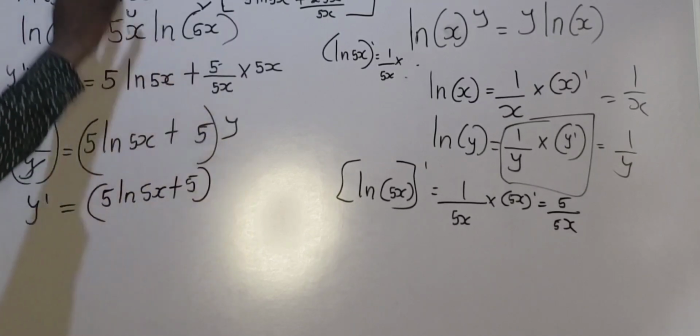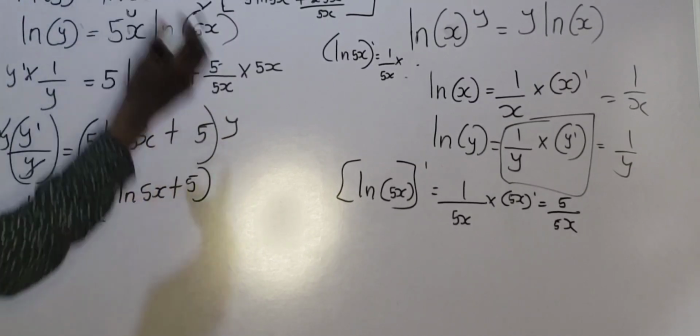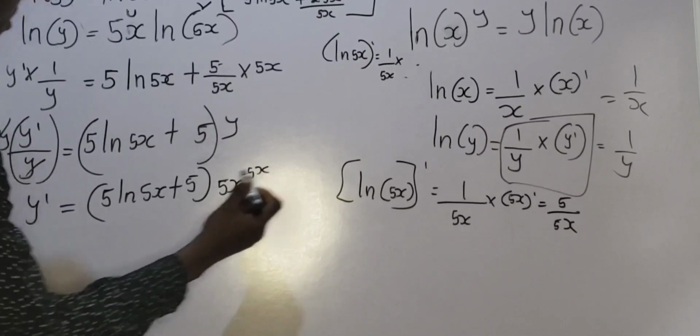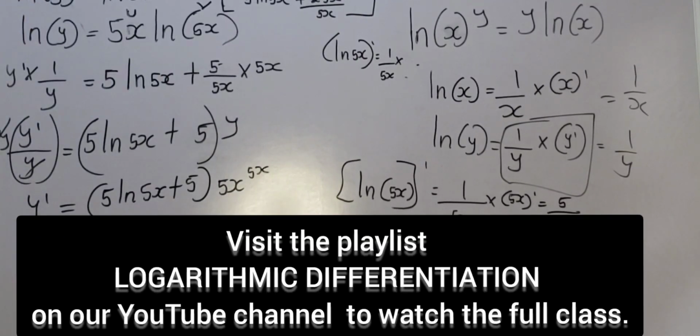Don't forget that y is 5x raised to the power of 5x. So I'm going to substitute it: 5x raised to the power of 5x. So that is how to take the derivative of a logarithmic function. Now let's proceed to another question that is different from this one, though it is still under logarithmic differentiation.